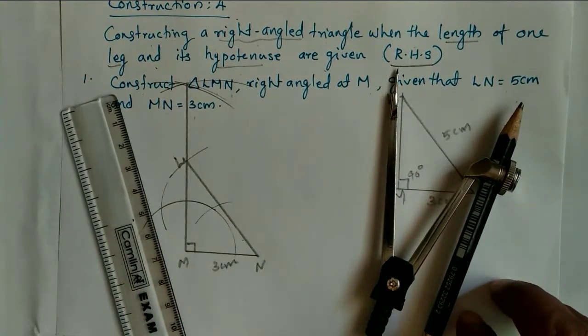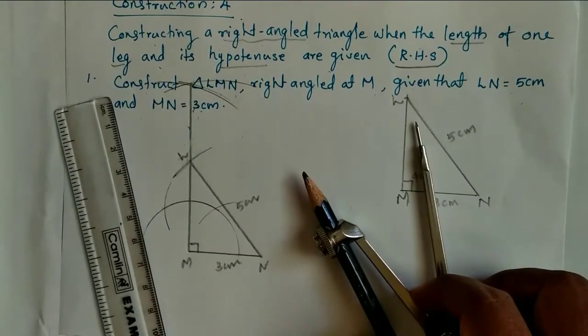So this is the required right angled triangle, right angled at M, 90 degrees.